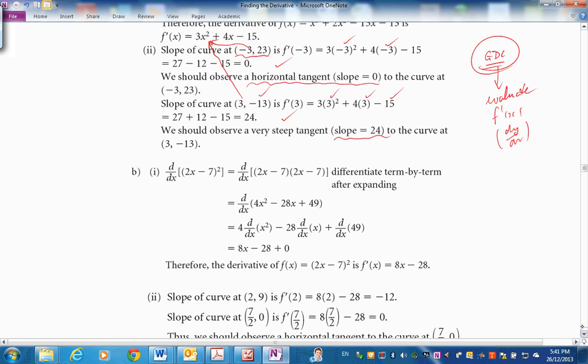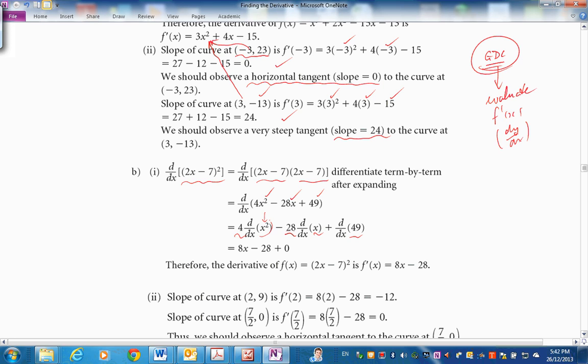Part B is this function: (2x take 7) all squared. If we multiply that out, we get this function: first one squared, twice the product, second one squared. Let's do it term by term. It's 4 lots of x squared, 28 lots of x, and the derivative of 49.